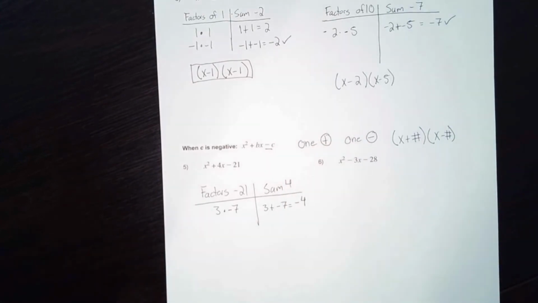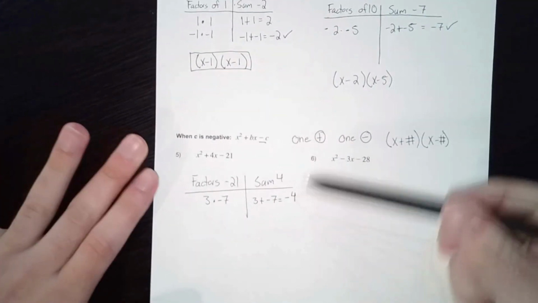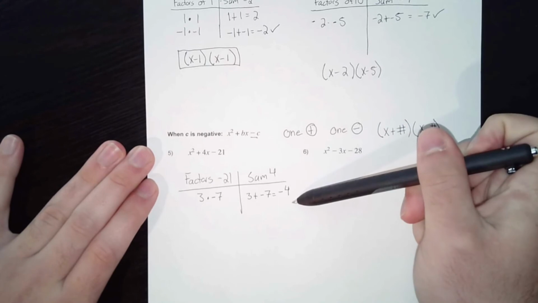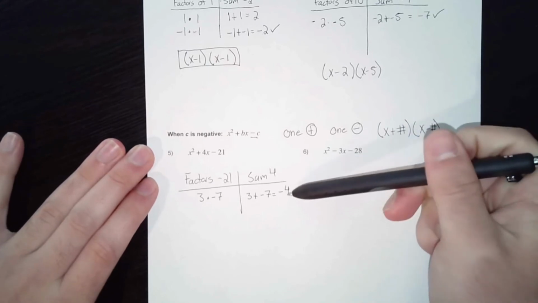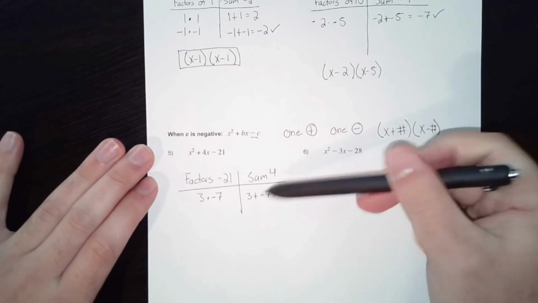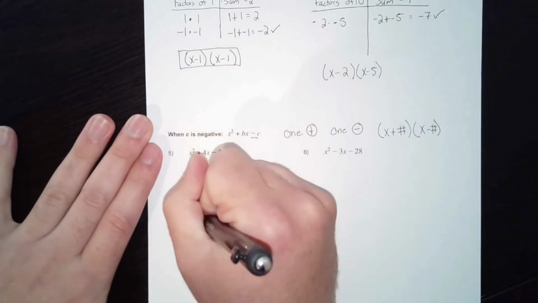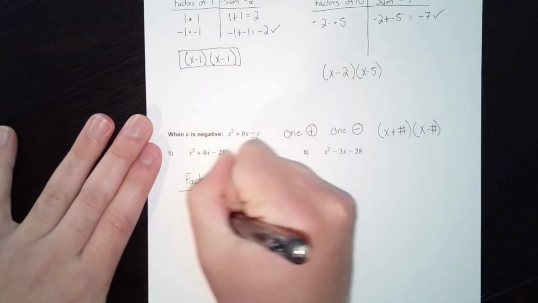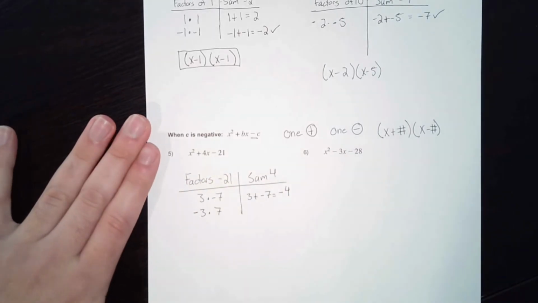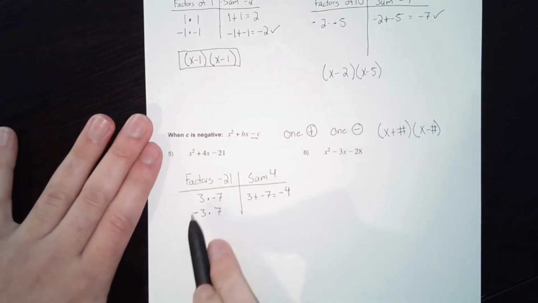Now I want a positive 4. When I see that I get the right number but the wrong sign, I actually get a little excited because that means I'm close. I don't want to abandon what I have, but I need to change it slightly. What I can do to change it slightly is move my negative to the other term. So I'm going to move my negative from the 7 to the 3.